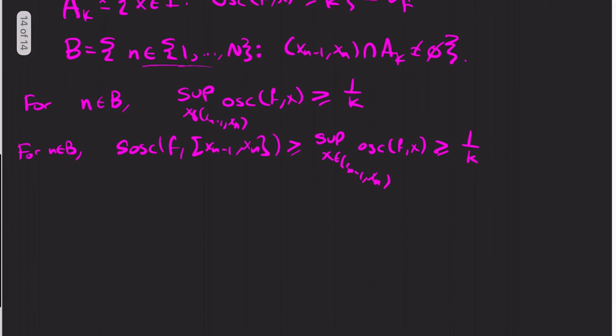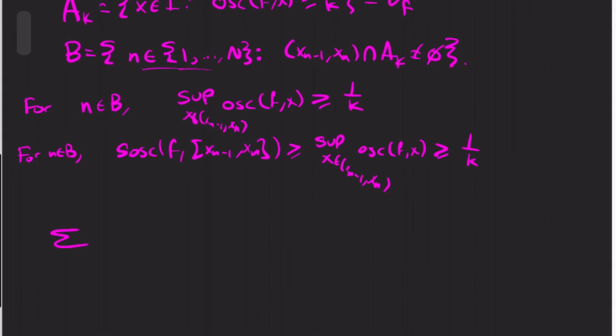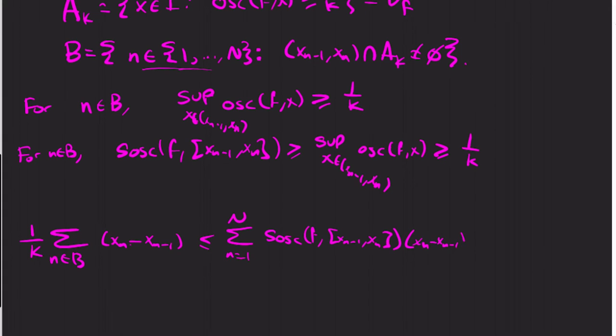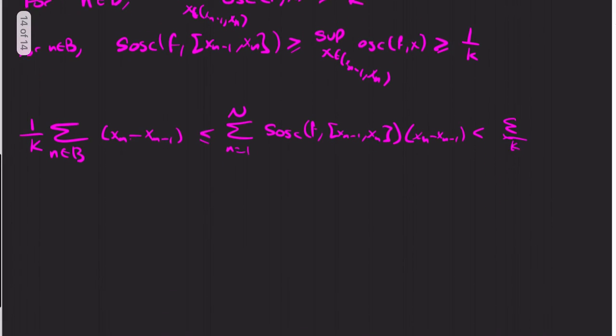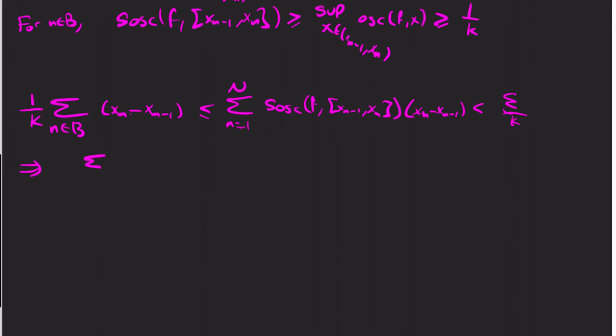That tells us that the sum over n in B of 1 over k times the sum of x_n minus x_{n-1} is less than or equal to the sum of the oscillation of f over x_{n-1} to x_n, which is less than epsilon over k. The k's cancel, and so now I'm left with the sum.